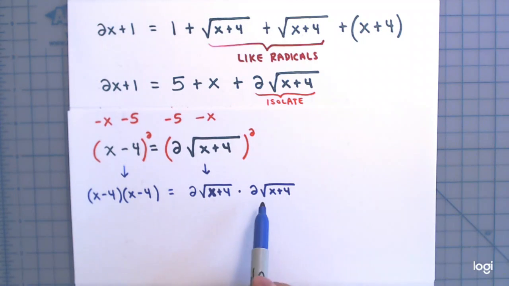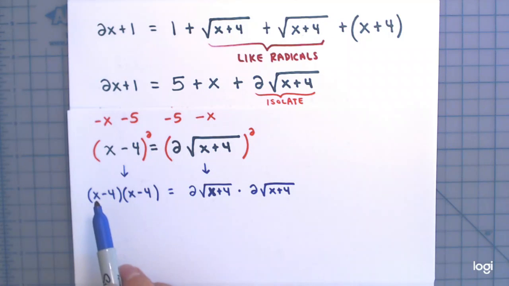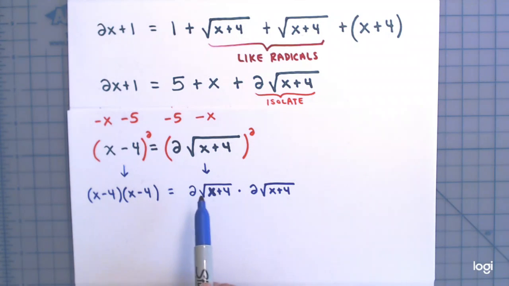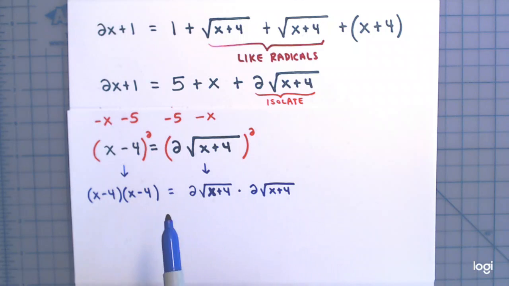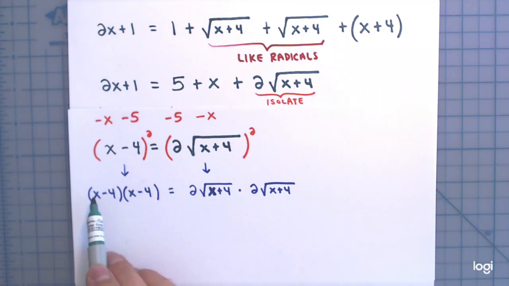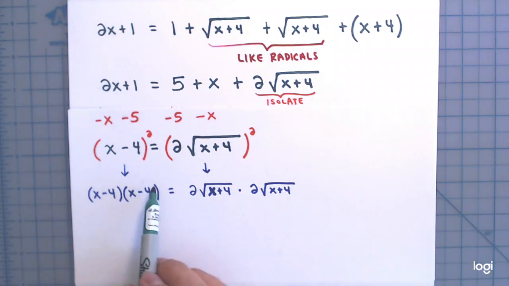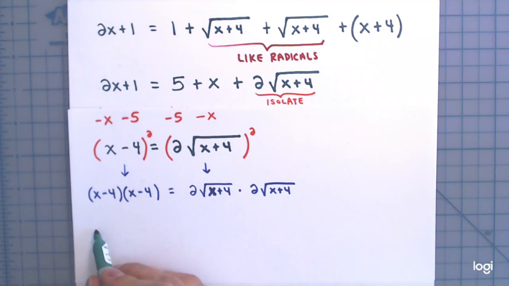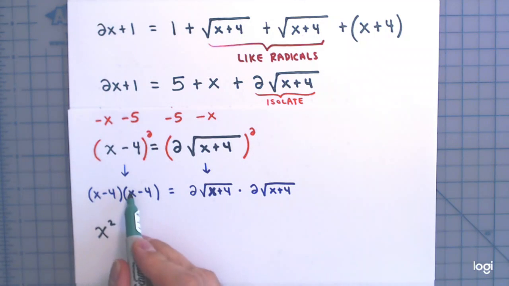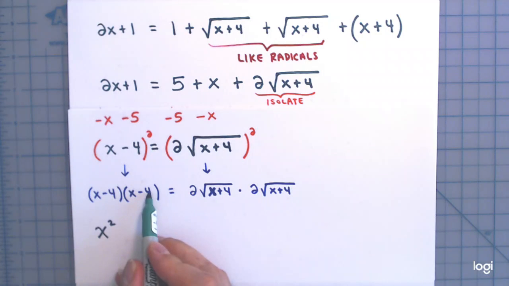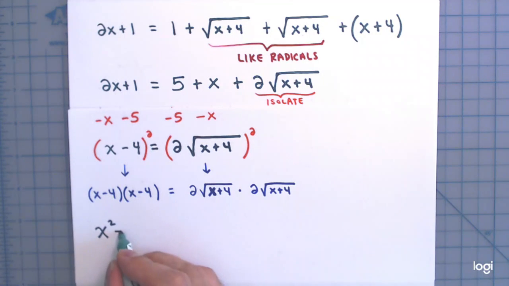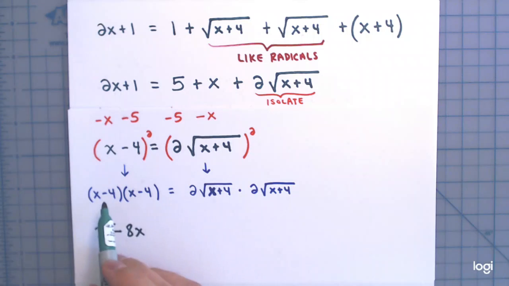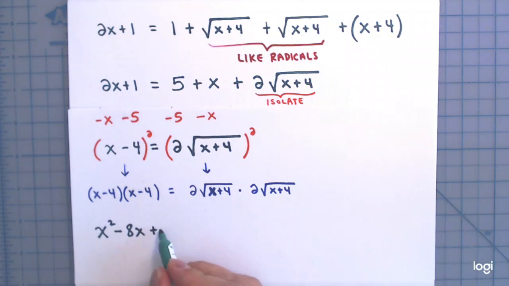It's a little different than this side, because on this side there are two terms. This is one term times one term. But you can rearrange that product and get a nice result. So on the left side, lots of foiling. Distribute the x, distribute the negative 4. You'd have x squared, then minus 4x, but then another minus 4x, so minus 8x. And then negative 4 times negative 4, plus 16. So that's the left side.